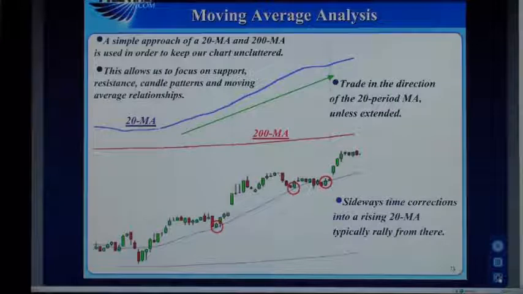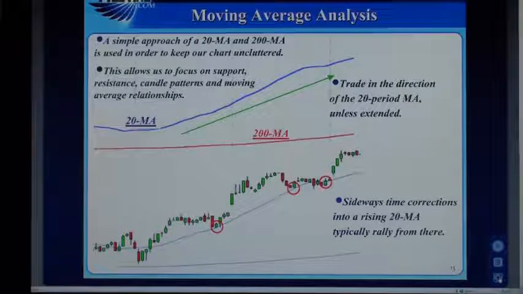I'm going to keep the approach simple: a 20 MA and a 200 period MA. This will keep our chart uncluttered of any type of indicators and allows us to focus on support, resistance, candlestick patterns, and the moving average relationships. And we want to trade in the direction of that 20 MA and less extended.